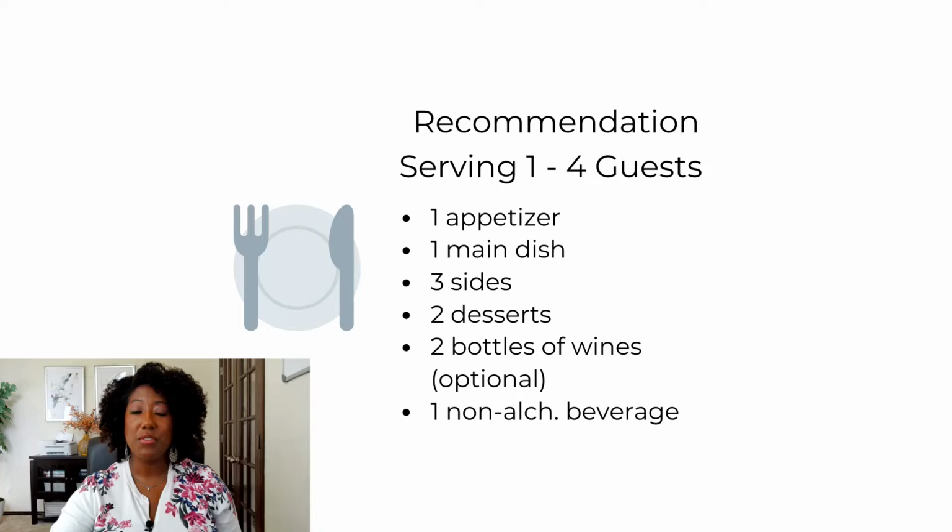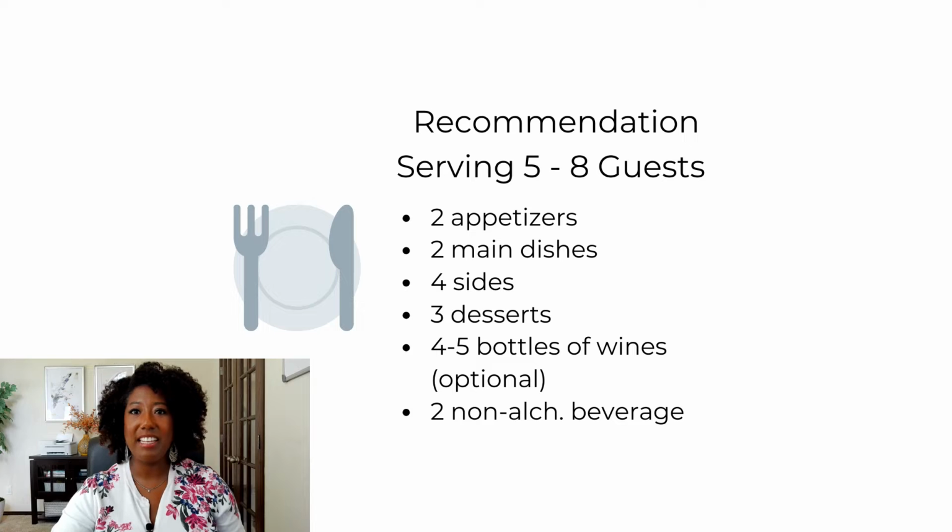If you are planning on serving 1 to 4 guests, this is a small, intimate gathering. For 1 to 4 guests, you're going to need 1 main dish, 3 side dishes, 2 desserts, and 2 bottles of wine. That's optional if you're planning to serve alcohol. And 1 non-alcoholic beverage. If you are serving 5 to 8 guests, you'll need 1 appetizer, 2 main dishes, 4 side dishes, 3 desserts, 4 to 5 bottles of wine, and 2 non-alcoholic beverage options.